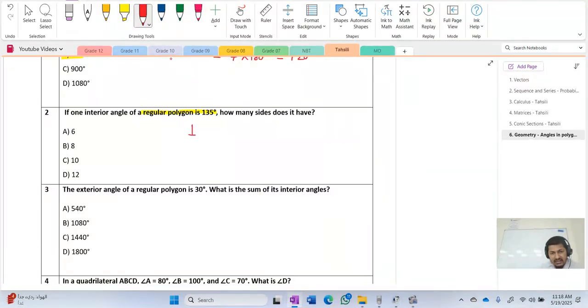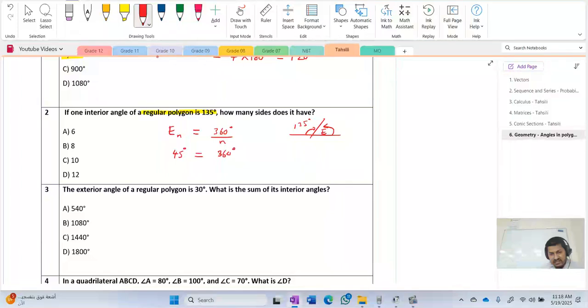So if the interior angle is 135, the angle on the inside is 135, right? What's the exterior angle? The exterior angle is 180 minus 135, which is 45, right? And that's 360 degrees divided by n. Now you can take the n up, 45 down, so we say n is equal to 360 divided by 45. So 360 divided by 45, you should get 8, right?